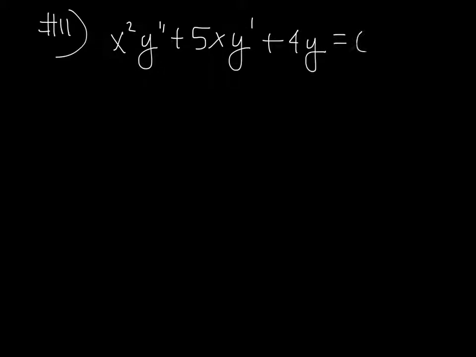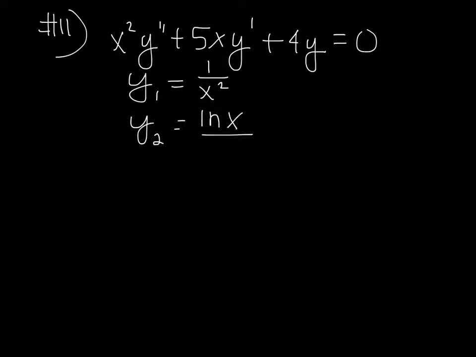Number 11. Okay, so we have x squared y double prime plus 5xy prime plus 4y equals 0. And again, we're verifying that y1 and y2 are solutions to this differential equation. So the first one is 1 over x squared, and ln of x over x squared, where ln is really the log of x with base e. Okay, so let's start with y1.